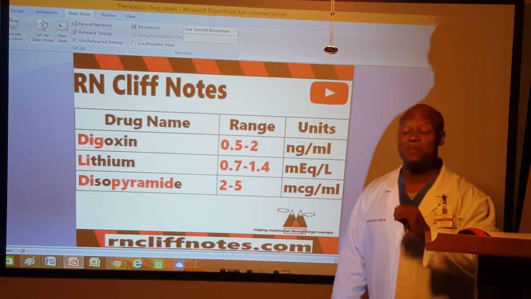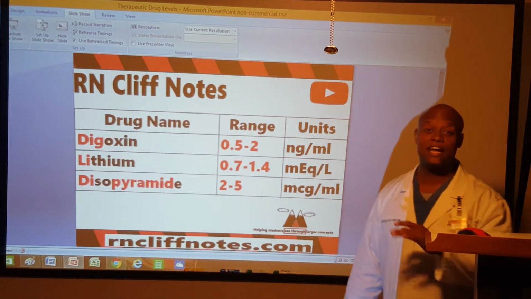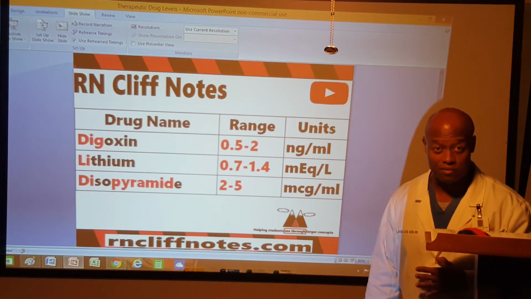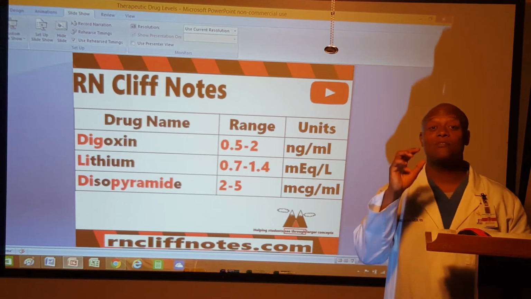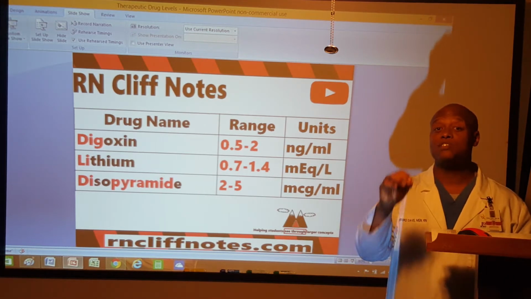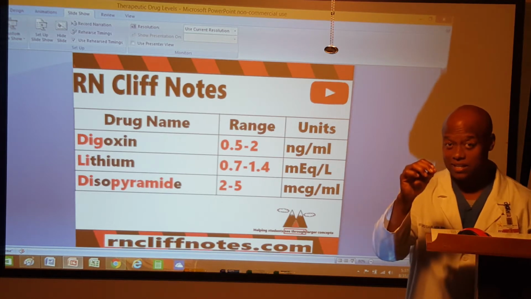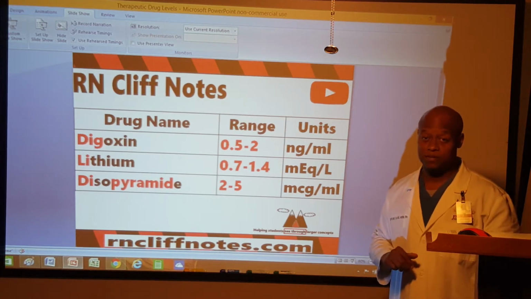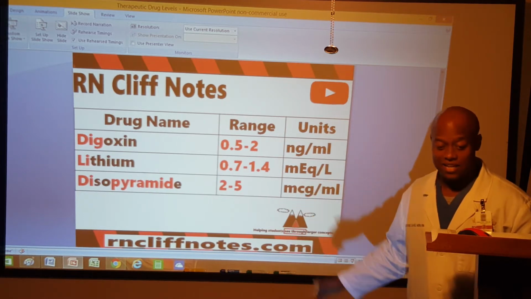Now, let me give you a disclaimer, because depending on what text you're studying out of, you may be looking at different numbers. By all means, just use this as a reference. Your primary source is your textbook. That is the Bible for the class that you are in. Refer to your textbook, but if you want to use these as a referential guide, that's fine.